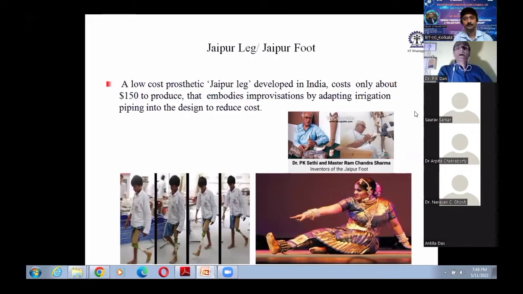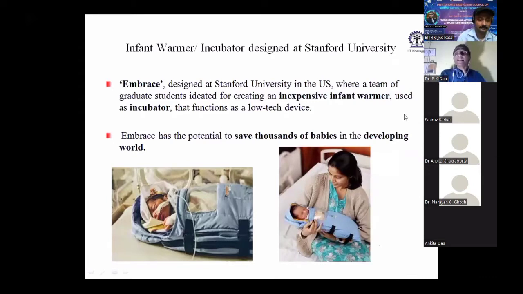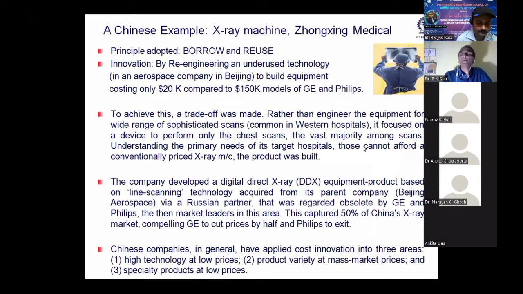And the rest are there also, like an infant warmer or incubator designed by Stanford University. See, we say in India this, that, et cetera, but these are the things required for our people, for Indians, and the Stanford people and MIT people are developing it for us. So we can do that very well ourselves.